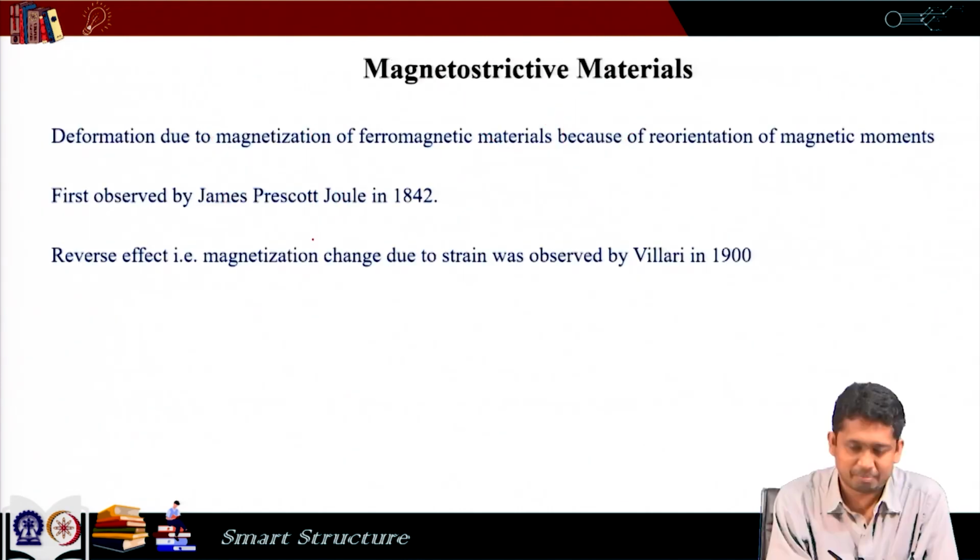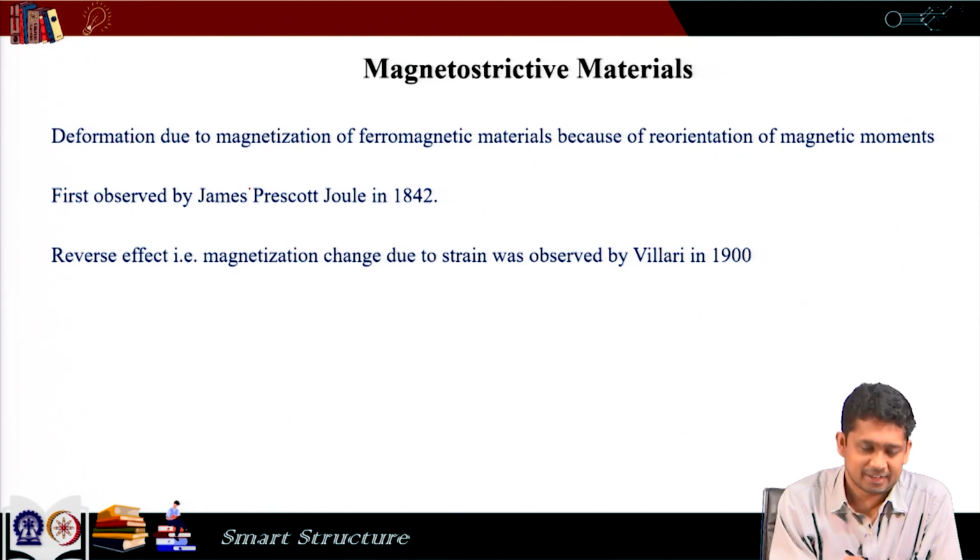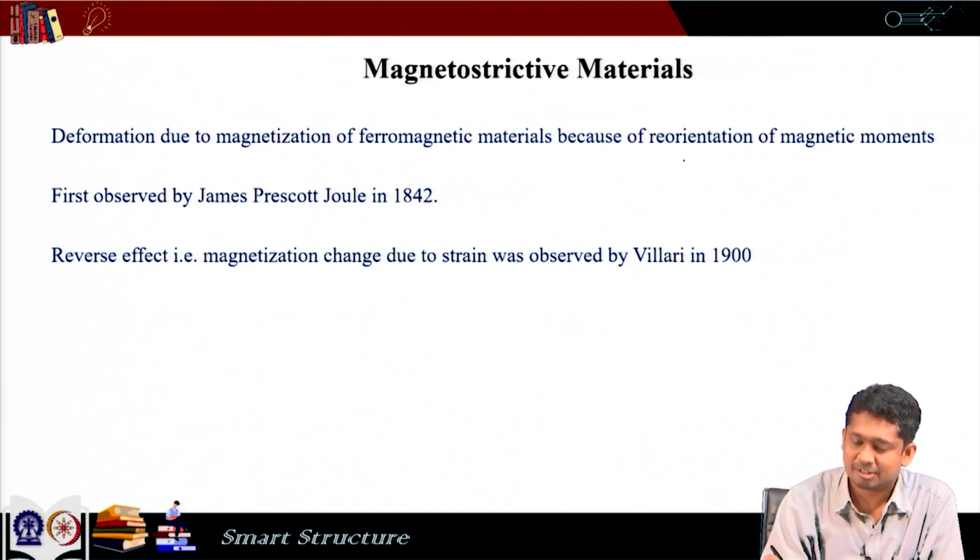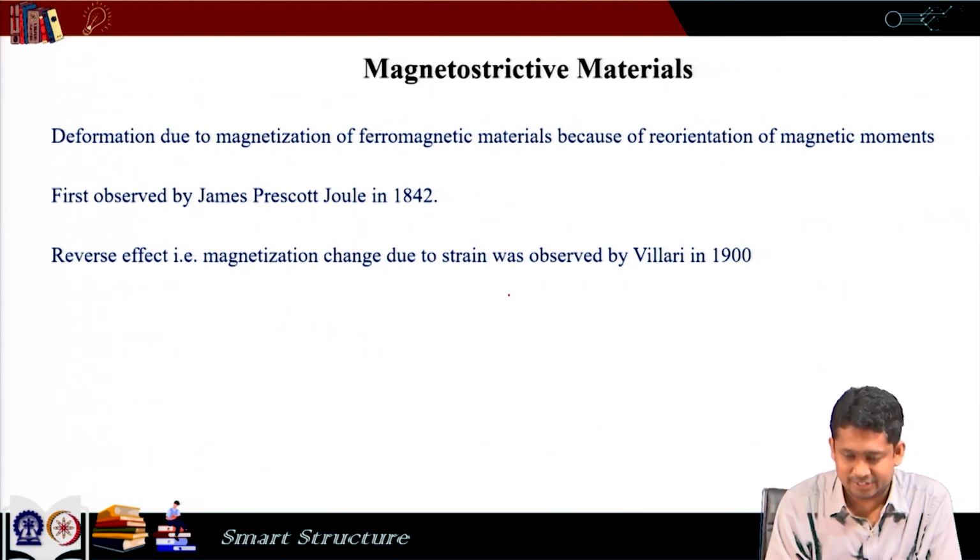Now, there is something called magnetostrictive materials, and they are the magnetic counterpart. Here we get deformation due to magnetization of ferromagnetic materials because of reorientation of magnetic moments. It was first discovered by James Prescott Joule in 1842, and the reverse effect, where magnetization changes due to strain, was also observed, that was by Villari in 1900.